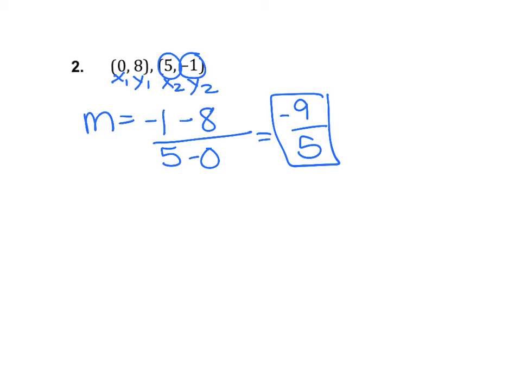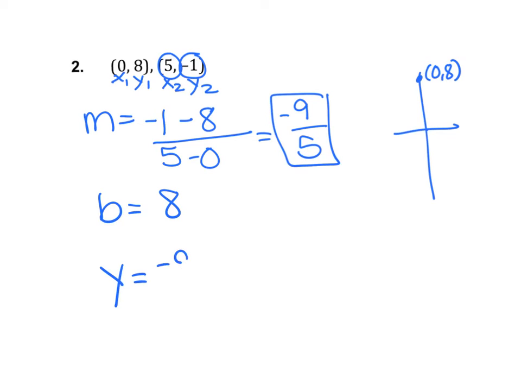And then our y-intercept, again, is when x is 0, because I have (0, 8). I have 0, I'm going to go up 8. So here's our (0, 8). That's where it's crossing the y-axis. So we know that the b in this case is going to be equal to 8. So now let's go ahead and write it into slope-intercept form. I'm going to have y equals negative 9/5 x plus 8.